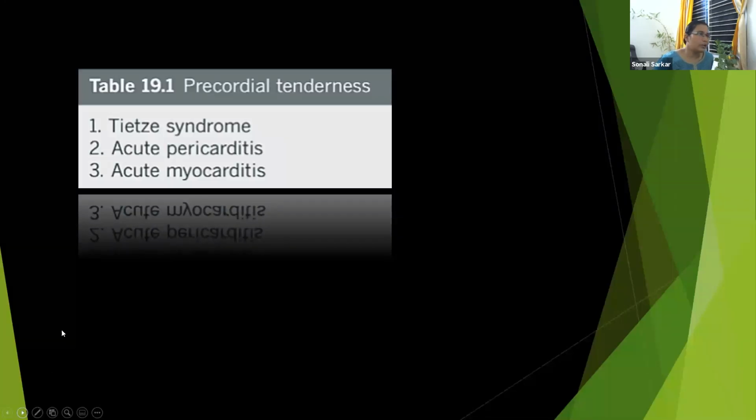The causes of precordial tenderness are acute pericarditis, acute myocarditis, or Tietze syndrome. This is costochondritis, a painful inflammation of the joints of the ribs.